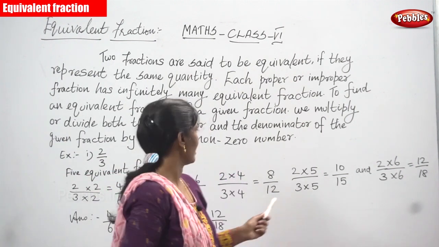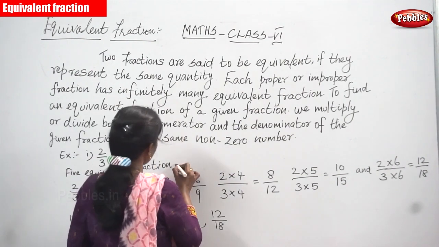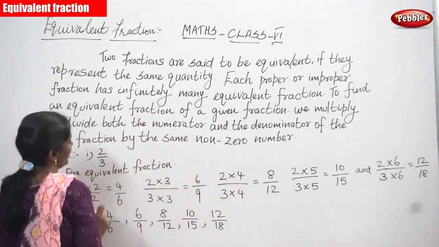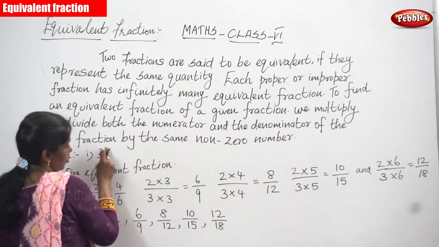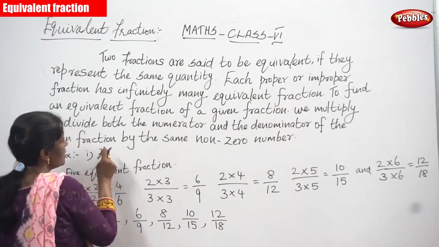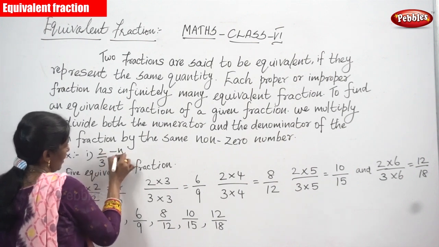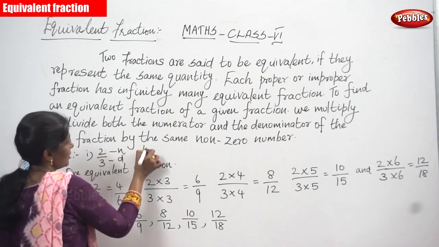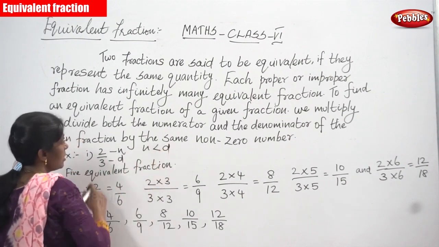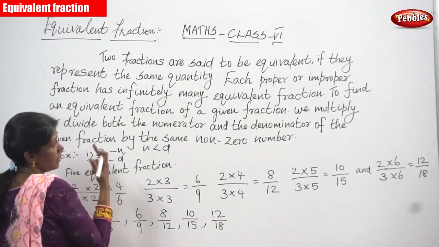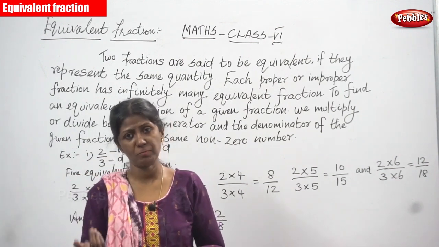For example, the question is 2 by 3. Find 5 equivalent fractions of 2 by 3. Here 2 is the numerator and 3 is the denominator. Since 2 is less than 3, the numerator is less than the denominator, so it is a proper fraction. It may be a proper fraction or improper fraction, it is left up to your choice what kind of fraction you take.